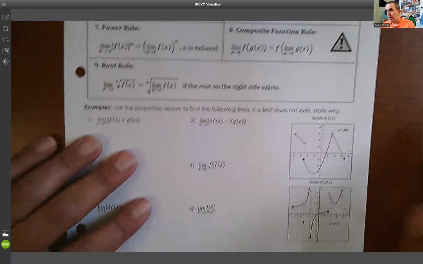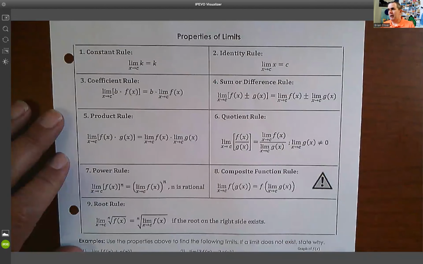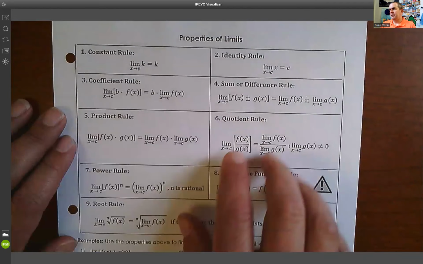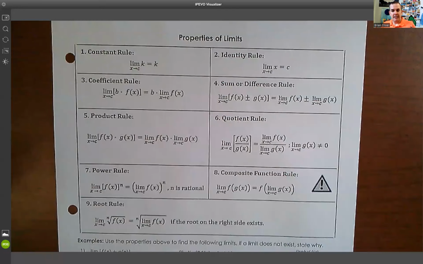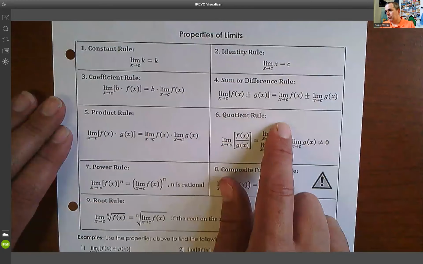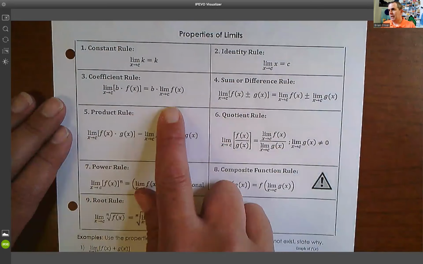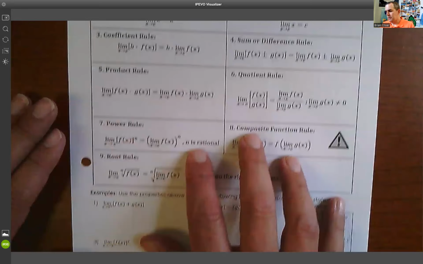So I gave everybody this handout about the properties of limits. Basically, if you read through these, it gives you some rules you're allowed to use to simplify the computation of limits. I'm not going to go through all of them. I'm just going to focus you as we do some examples where we apply those.